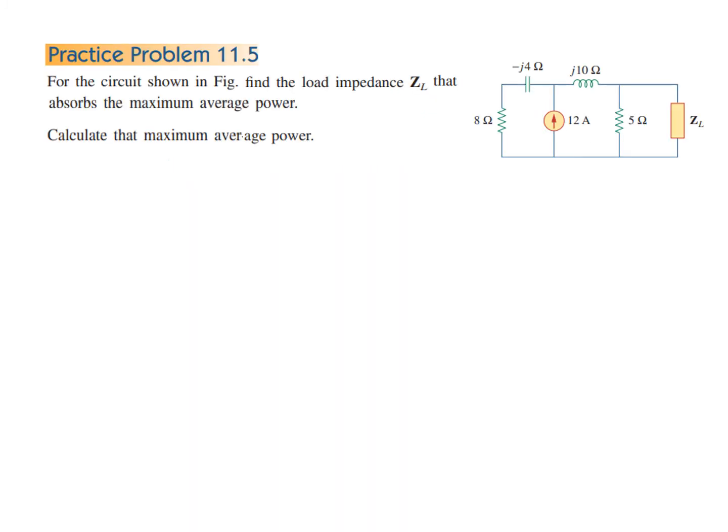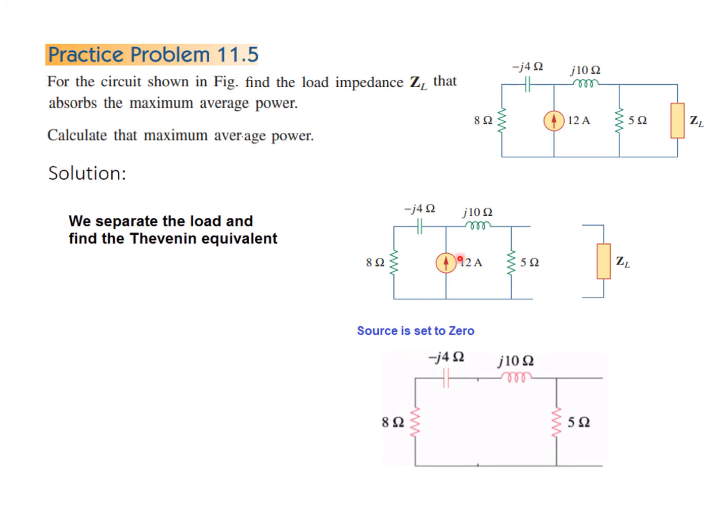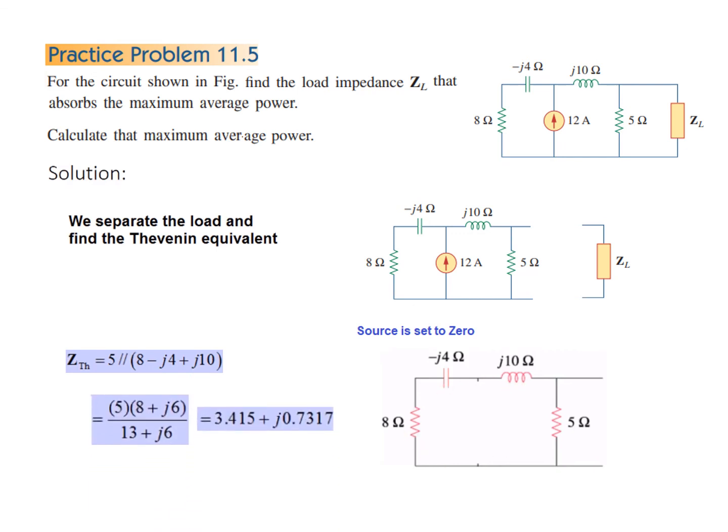Now let's see the practice problem. Exactly the same way, similar. We need to find the Thevenin equivalent first of all. So we remove the load, and from here we need to find V Thevenin and Z Thevenin. So Z Thevenin first. We remove the source, the current source is taken out, and from here you can see Z Thevenin. If we look from this point, these three in series will be in parallel with 5.